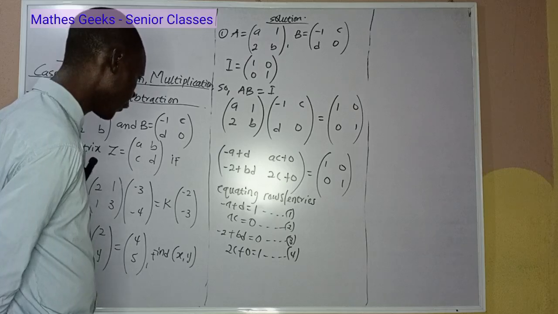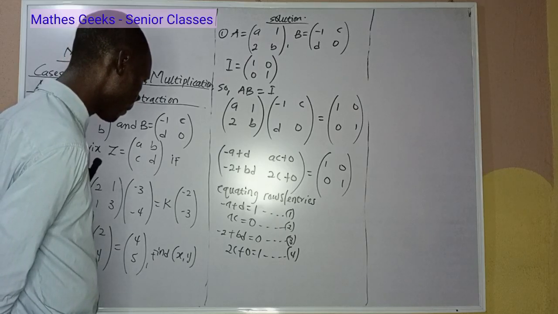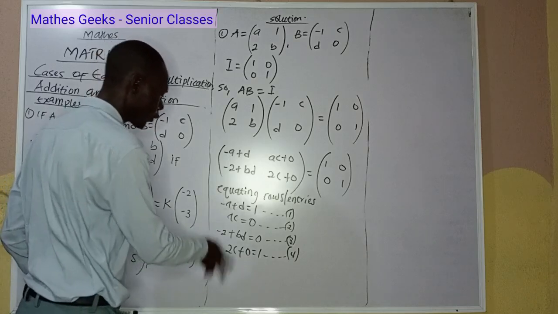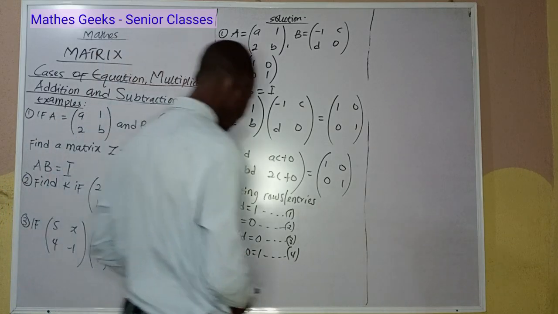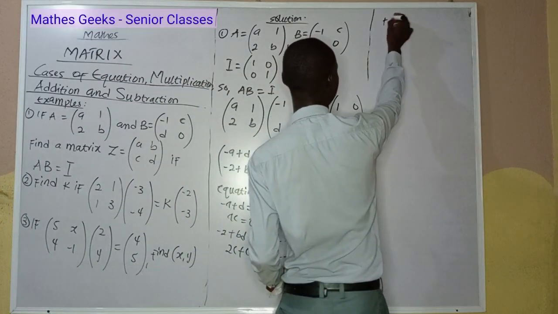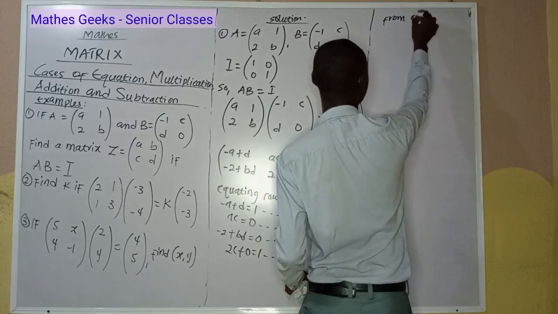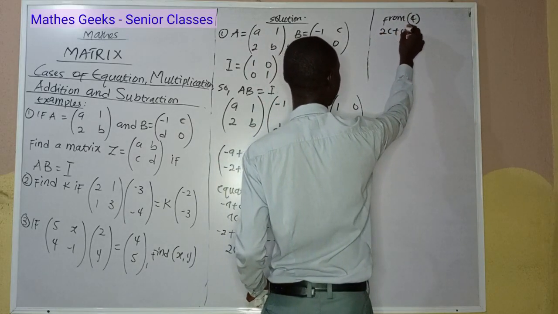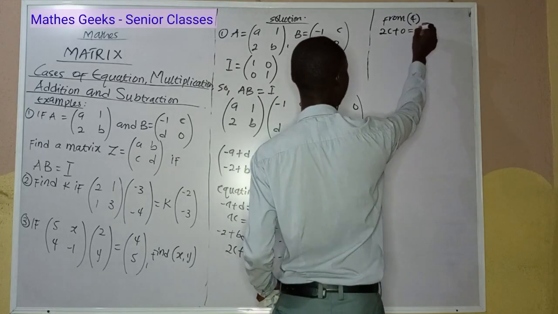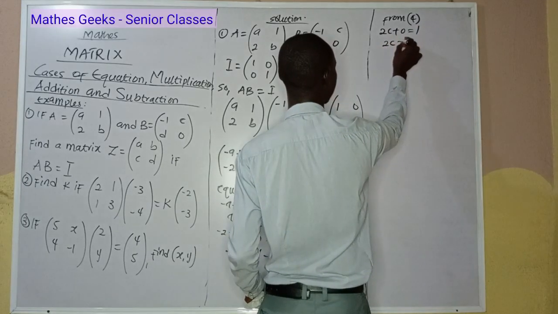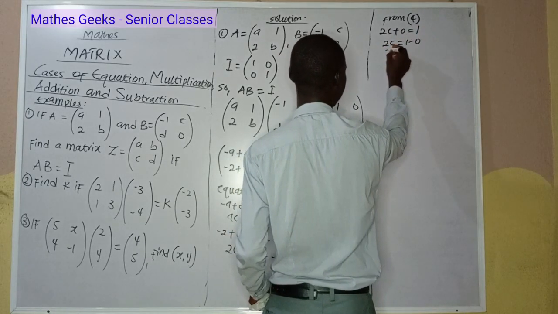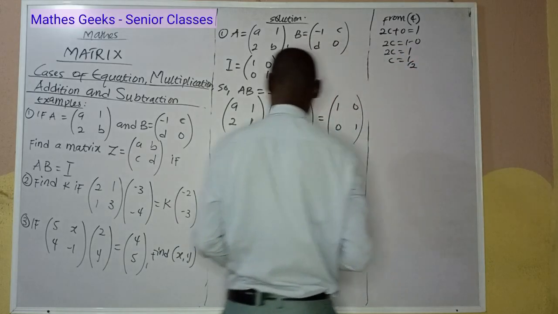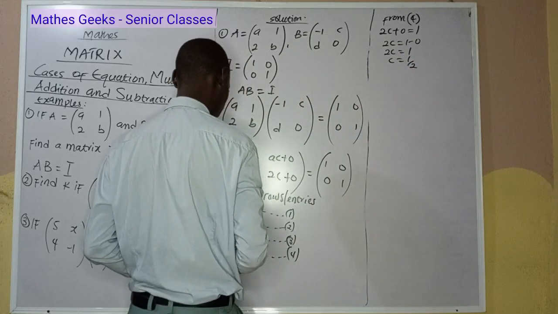I can start right away by getting the value of C. You can start with any of the equations, but let me start with equation 4. From equation 4, 2C plus 0 is equal to 1. So 2C is equal to 1 minus 0, 2C is equal to 1, C is equal to 1 over 2. So our value is 1 over 2.